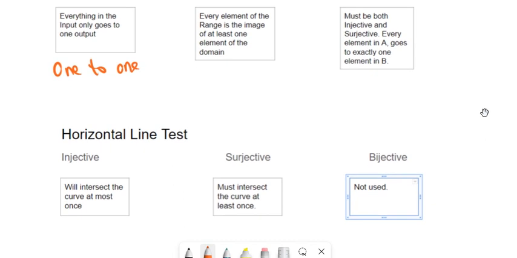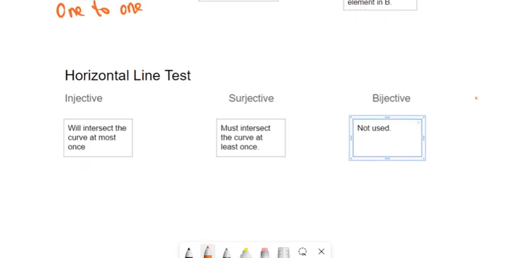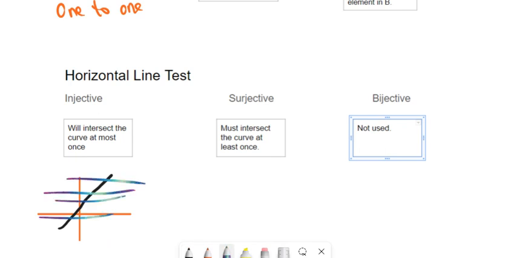There's also a thing called a horizontal line test. So if you're looking at a function on a graph, something like this would be an injective function. If I was to draw a horizontal line anywhere along it, it only cuts it at most once. Okay, so that's an example of an injective function.